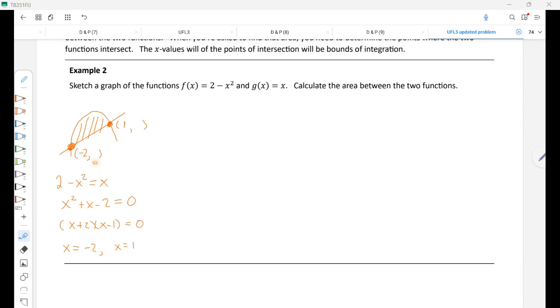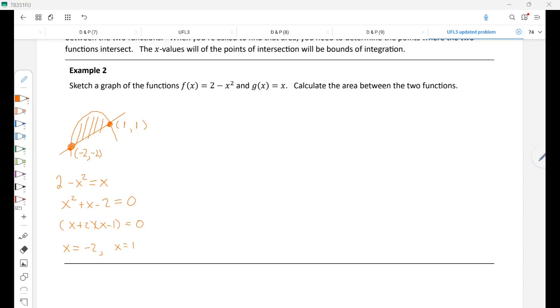What's the y value? You can just plug it into either. And which one's the easier one to plug into? Yeah, plug it into this one. Every point on that line has matching x and y values. So if it's negative 2, it's negative 2. And if it's 1, it's 1. You actually don't even need those y values, I believe, to solve the problem.